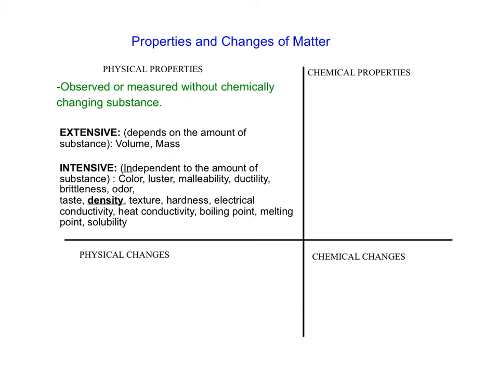This is the Chem 1 lecture over properties and changes of matter. So today we're going to go through both physical and chemical, both properties and changes. You have this kind of T-chart at the top of your notes. We're going to go through each quadrant.